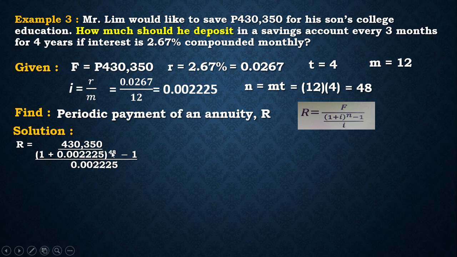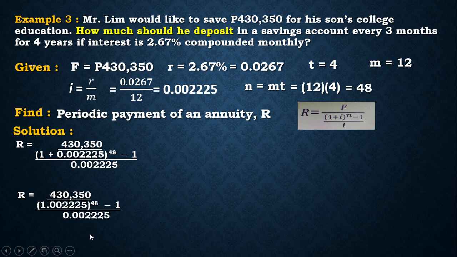Ito po siya, exponent. Tapos may minus 1 sa dulo. Ito po siya. Yung I po ay 0.002225. Unang step po, we have to add 1 plus 0.002225. Wala po munang gagalawin dito, dito, dito, at dito sa F. That will become, in-add po natin ito, kaya naging 1.002225. Ang next step po natin, i-convert po natin tong part na to. That is raised to 48. Wala po tayong gagalawin dito, dito, at dito sa future value.